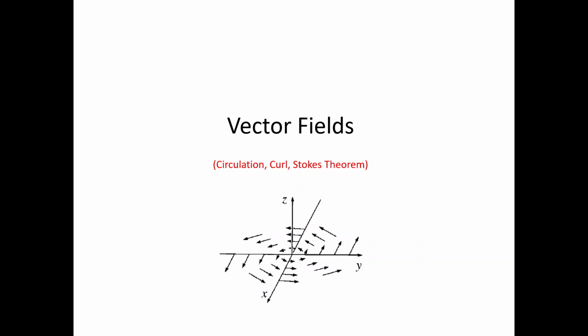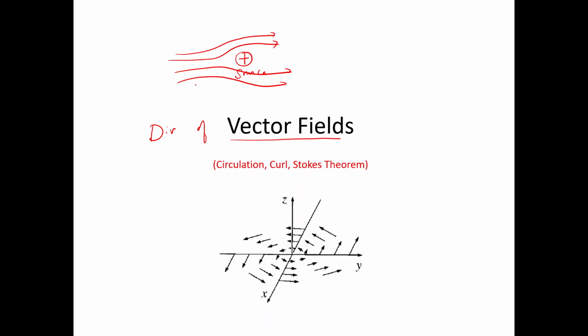In the previous lecture we talked about the divergence of vector fields. In that we saw that the presence of any source causes divergence of the vector field, whether the presence of source or sink.